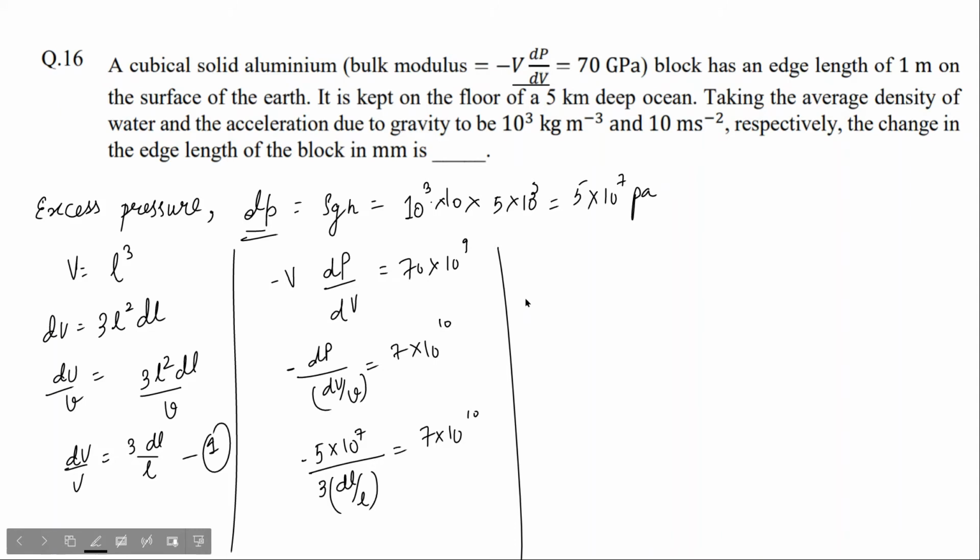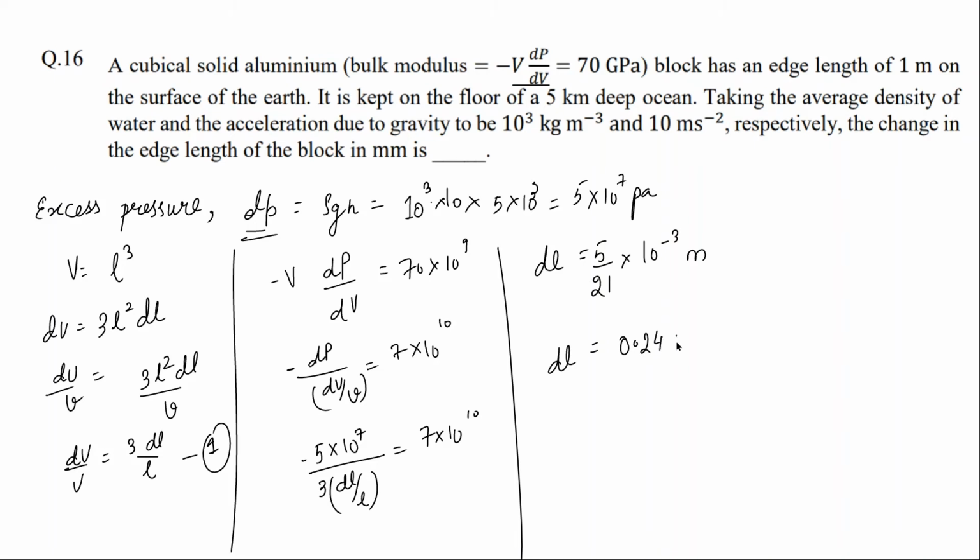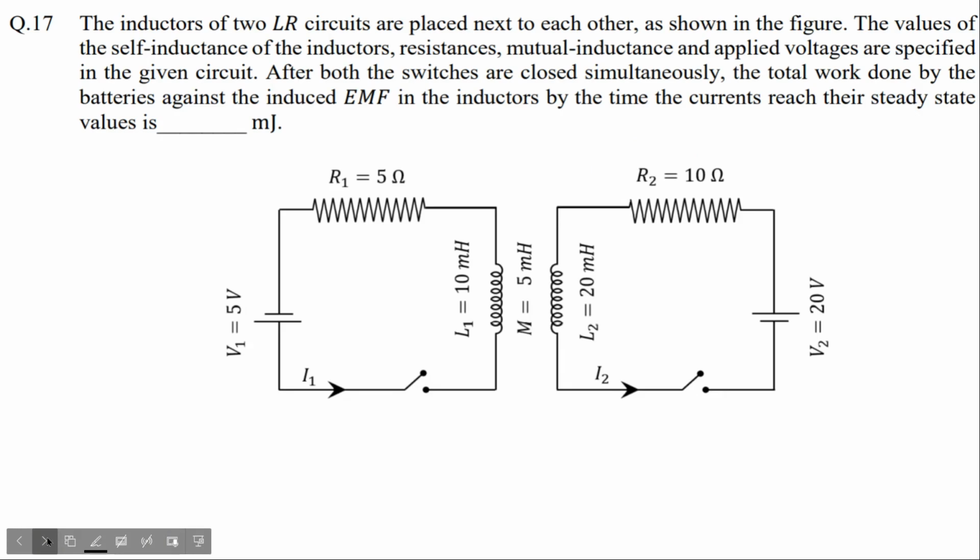Now from here I can write dL is 5 by 21 into 10 raised to the power minus 3 meter. So this dL comes out to be 0.24 millimeter. So this is 0.24. Again, it's a simple problem, just a little use of your brain. This dP would be the excess pressure, rho gh. This was the catch for this problem. Now we'll move forward.